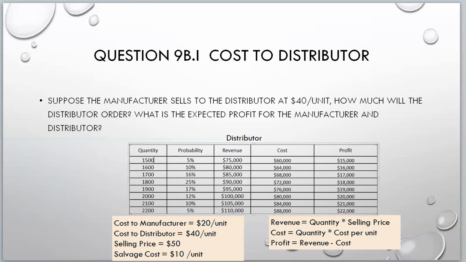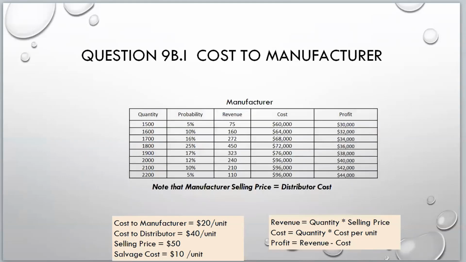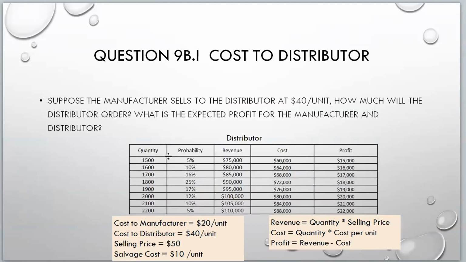So now when we talk about what the distributor will order, we do what is called a weighted probability, weighted demand calculation. And basically, did I put that here? No, I didn't. I kind of did. So basically, to calculate your weighted quantities, all you're going to do is multiply your quantity times your probability, and then you add up all the quantities.